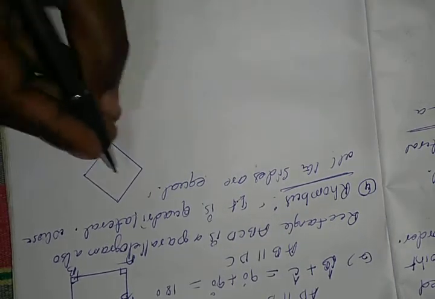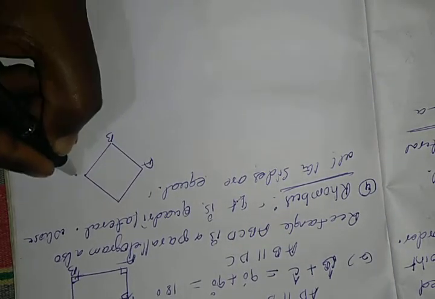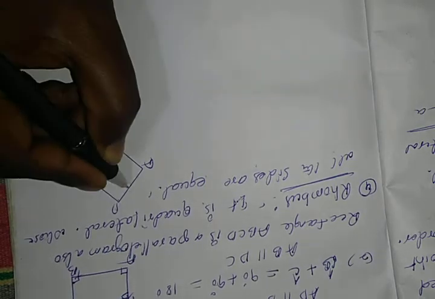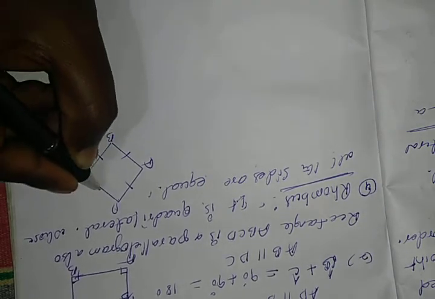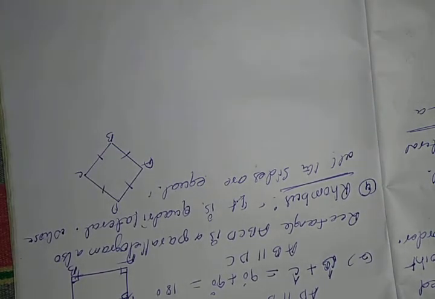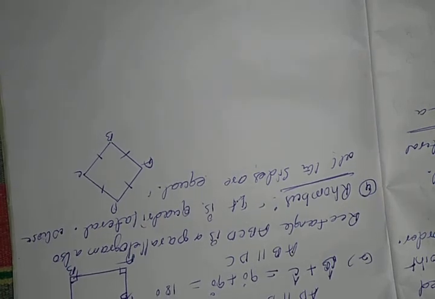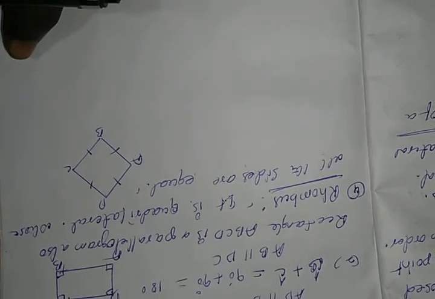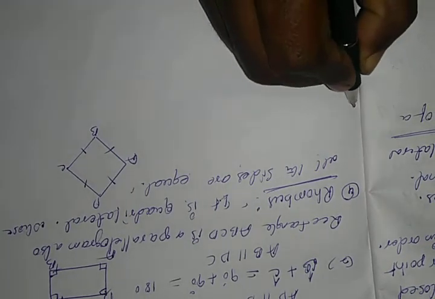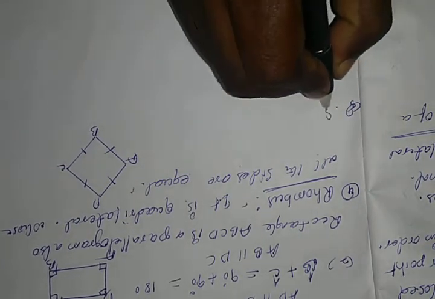So this is the figure rhombus, A, B, C, D. Here all sides are equal to each other. So this rhombus is also called a square. And then the next type, the fifth one, is also, you know, the square.